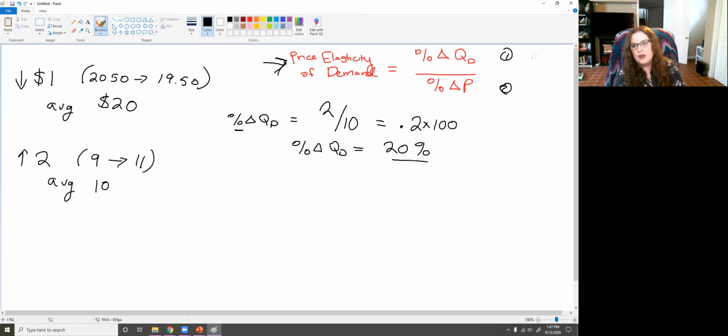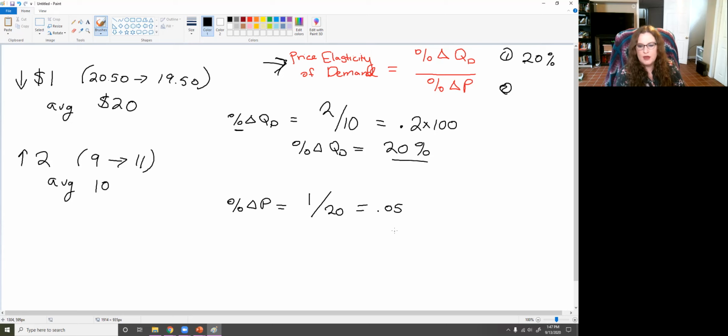All right, so we got this top part. We know that this is equal to 20%. Now let's do the second part, the bottom part. Let's do the percentage change in price. First, what do we need to do? We need to take how much we changed by, so it's going to be the $1, and divide it by our average amount, so that's going to be the $20. Well, when we do that, we end up getting what?